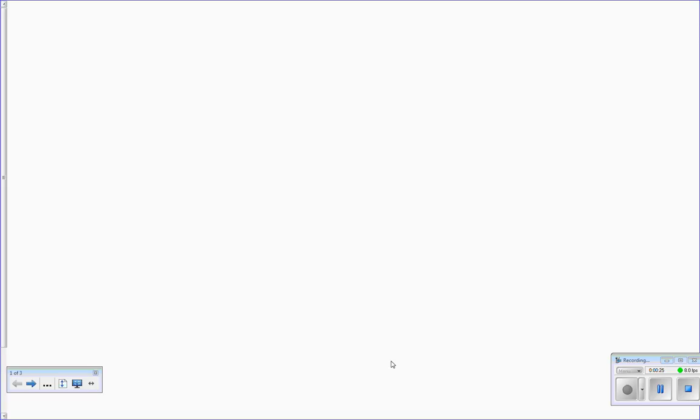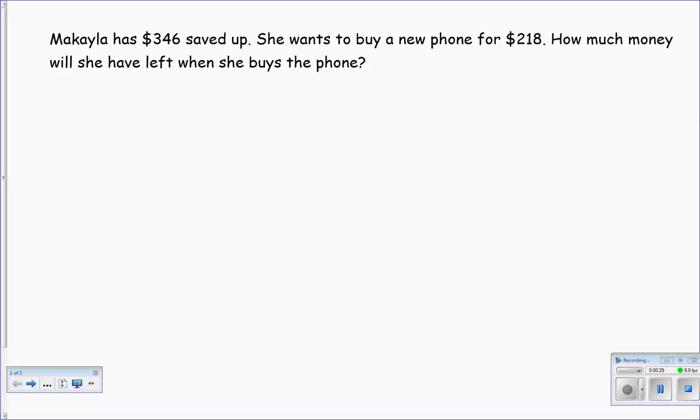Okay, first things first, I'm going to pose you the problem that we're going to be talking about while we're decomposing to subtract. Read it along with me. Michaela has $346 saved up. She wants to buy a new phone for $218. How much money will she have left when she buys the phone?